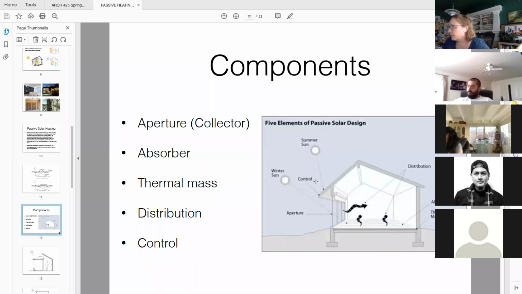Which is why you also need to control that in the summertime, because you don't want it re-radiating to the space when you are trying to be in cooling, or if you're uncomfortable and you don't need cooling. So, 5 parts: aperture, the absorber, the thermal mass, the control mechanism, and the distribution.